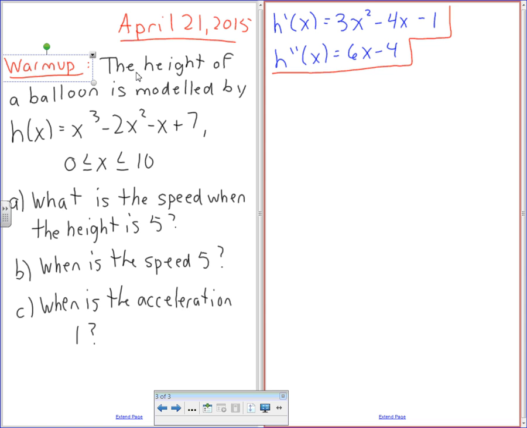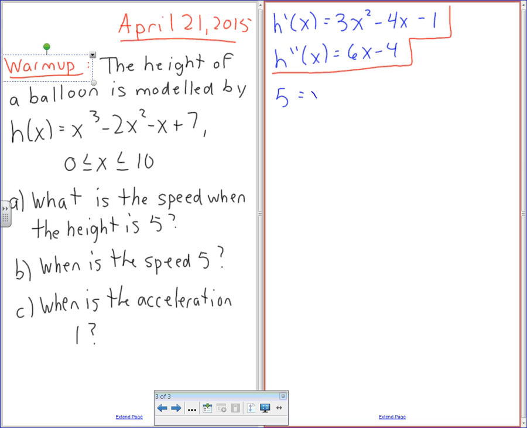Okay, so it says, what is the speed when the height is 5? What are they actually asking us for then? Christina, go ahead. 5, incorrect? Close, but no. Yeah, go ahead, Charlene. Which one? The first one, because this is your height equation, right?